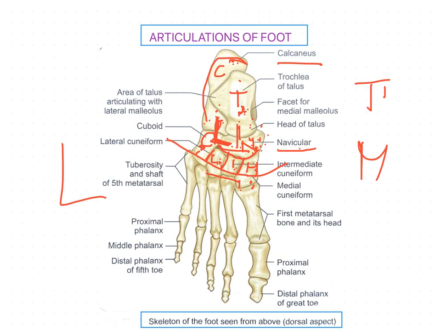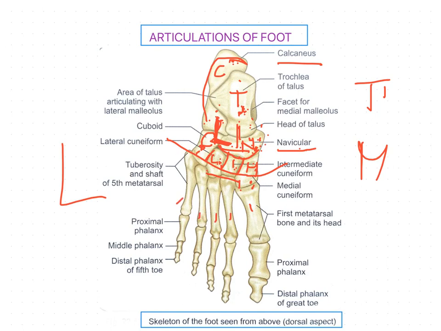Now we will move on to the other articulations. Here the distal row, the cuneiforms and cuboid, articulates with the metatarsals, which is the same as the metacarpals in the hand. How many metatarsals? Again, there are 5 metatarsals. Here the numbering is from medial to lateral: first, second, third, fourth and fifth metatarsals.